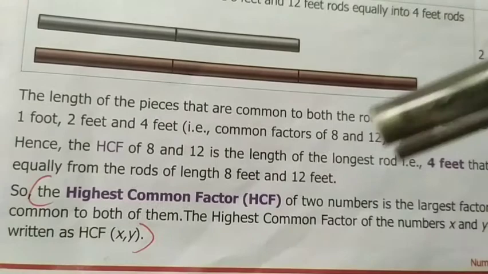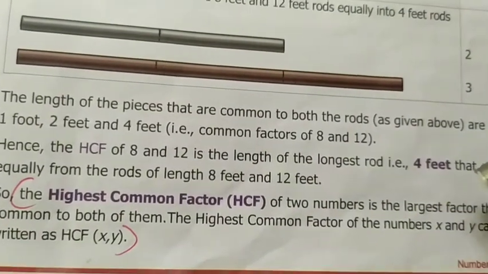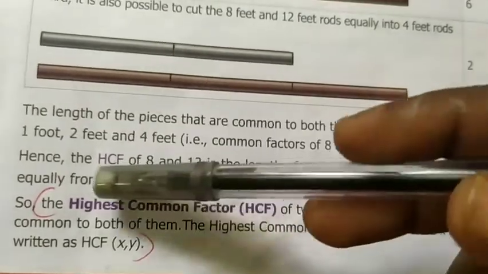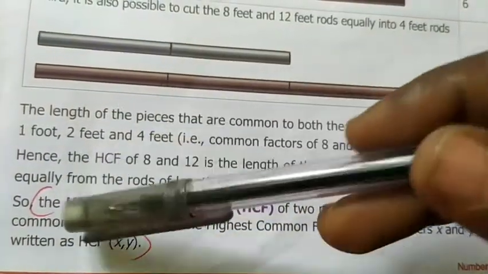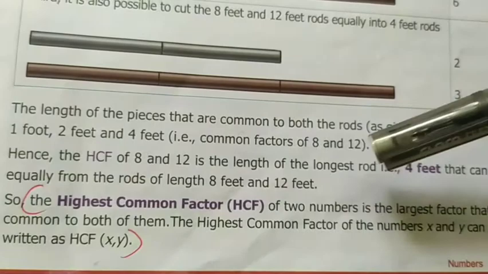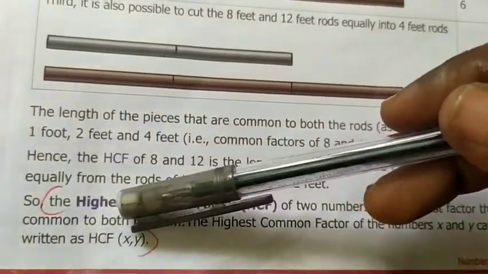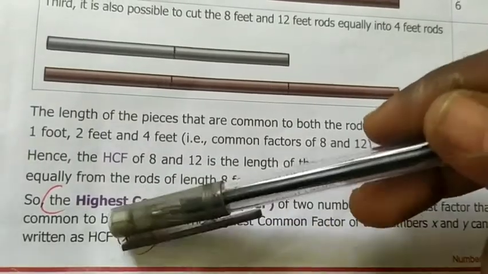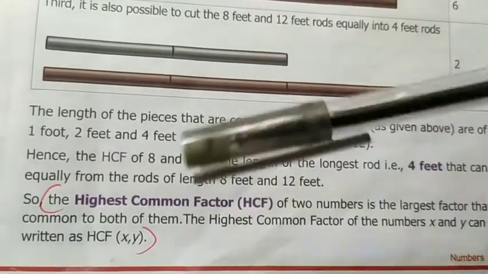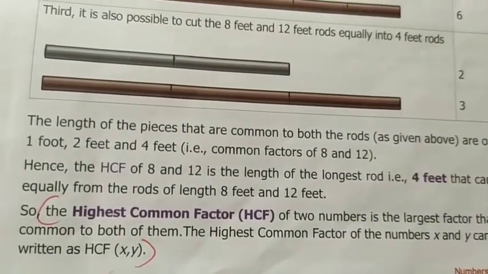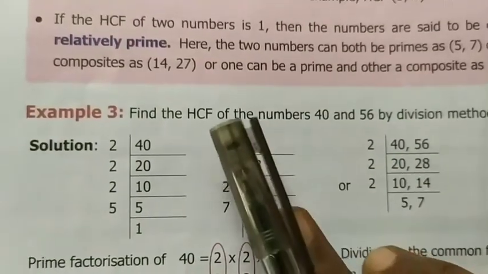So we compare two numbers and find the largest factor common to both of them. The highest common factor of the numbers x and y can be written as HCF of x comma y, where x and y are the two numbers we take. Next, see one example.